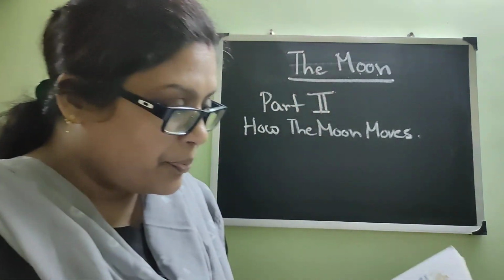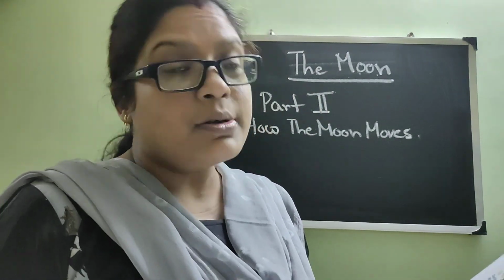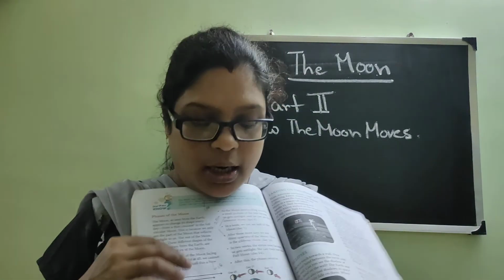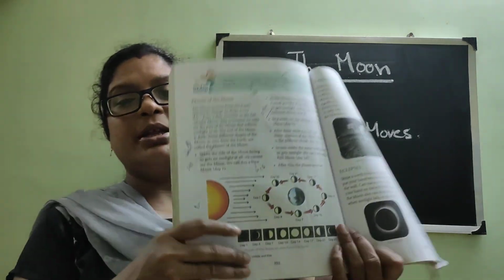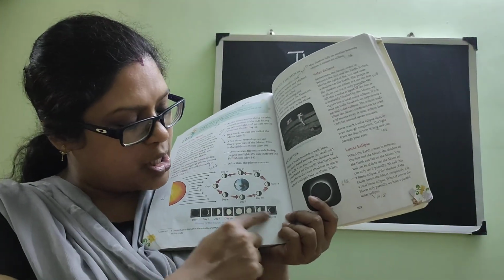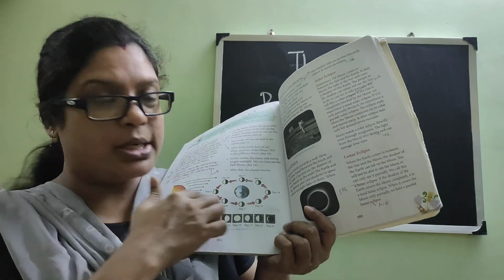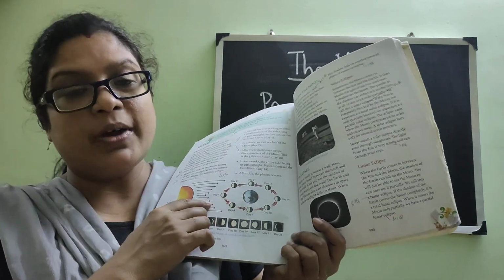Now next, the phases of the moon. See, this is very important, the picture which is drawn over here. Let me explain fast. I think you can see. This picture is very important. You have to learn it, and it's better if you draw the same over here.